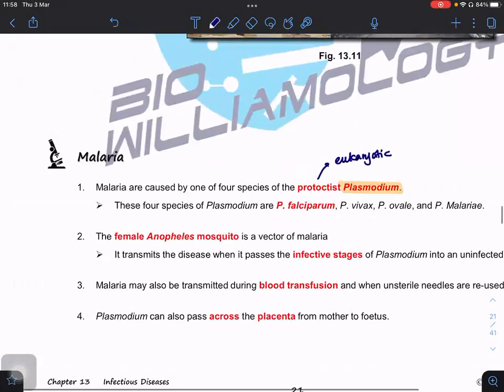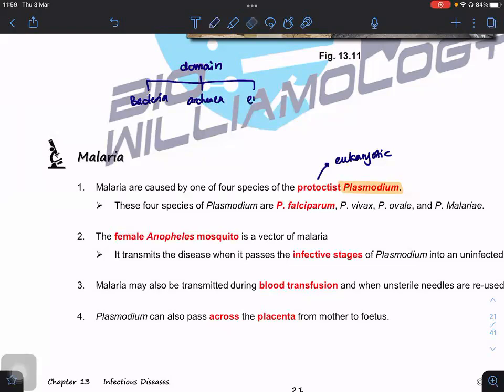As I said previously, under domain we have 3 domains. One domain is known as bacteria, another domain is called archaea, and also eukarya. Under eukarya, we have 4 kingdoms. It can be a fungus under fungi, a plant under plantae, and an animal under animalia. Another group is called Protoctista.